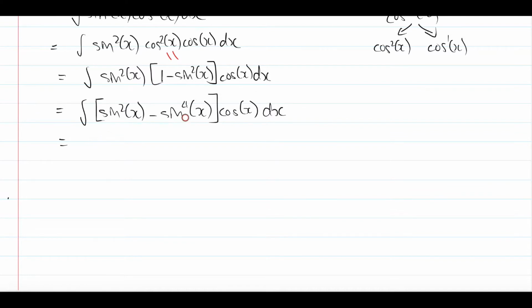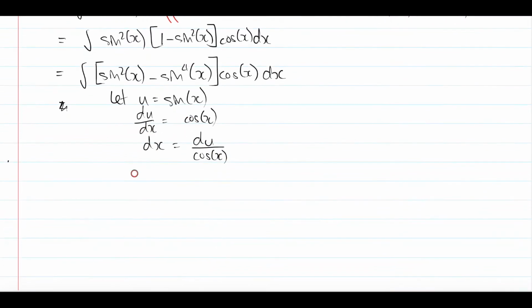Sine square x minus sine 4x times cos x. What do we do here? So, as we've learned before, the substitution method. Let u equal sine x, right? I mean, it looks complicated, just let u equal that. In this case, du dx would be cos x, and therefore the dx would be du over cos x. So just bring dx up top and then swap dx and cos x together.